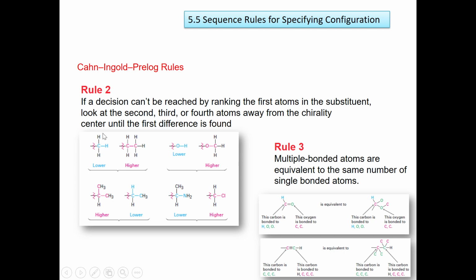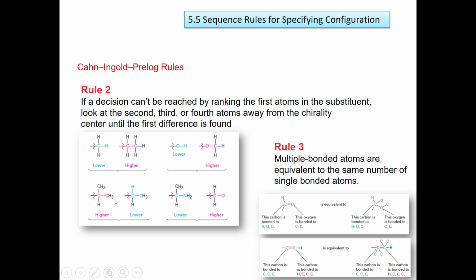We have a carbon, hydrogen, hydrogen, hydrogen, or a carbon, carbon, hydrogen, hydrogen, hydrogen, hydrogen, hydrogen. In this case, this substituent is carbon at the first group. Then we go to the second atom. Here is a carbon, here is a hydrogen. This will have priority. Here the same. We have alcohol and here we have ether. Alcohol, oxygen, oxygen, equal. We go to the next atom, hydrogen, and here we have a carbon. That means that this wins.